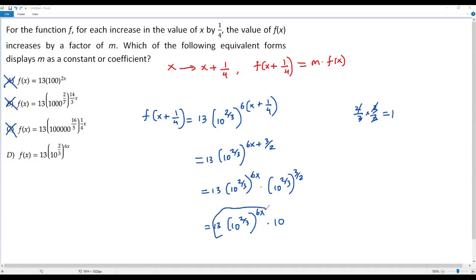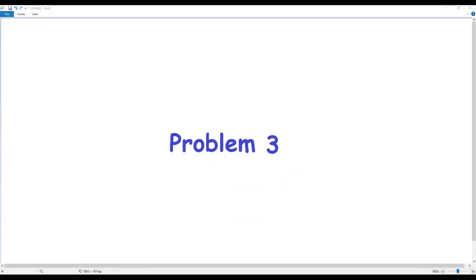We have this stuff for f of x over here in answer choice D. When I increase the value of x by 1/4, the function f of x in answer choice D increases by a factor of 10. That is, actually 10 is the value of m, and I see this 10 displayed as a constant over here in the function f of x in answer choice D. So the correct answer choice for this question is D.